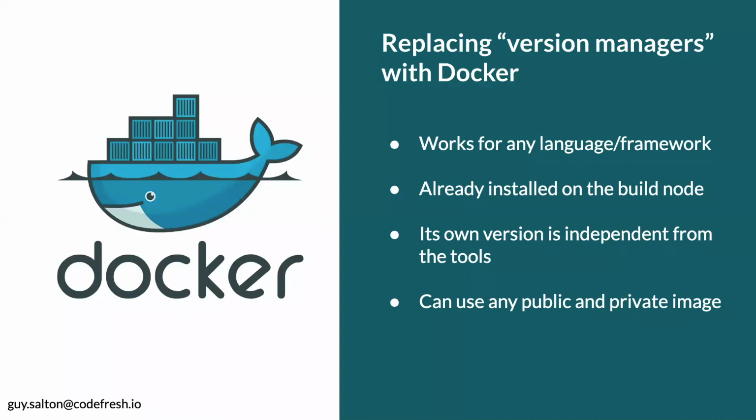While with Docker, you don't have to worry about this at all. You don't need version managers, because the version of Docker doesn't affect the versions of the tools that are running inside. So it doesn't matter what version of Docker you have installed. Every tool with every version already has a Docker image, or can be easily packaged in a Docker image. And again, its own version is independent from the tools. So you can have Docker 1.17, but still have Python 3.7 on it, or Python 2.5, or any version that you want. So it's not dependent on something else.